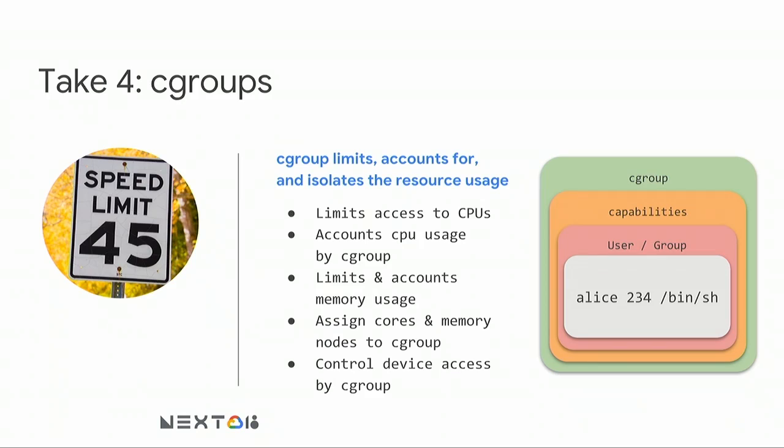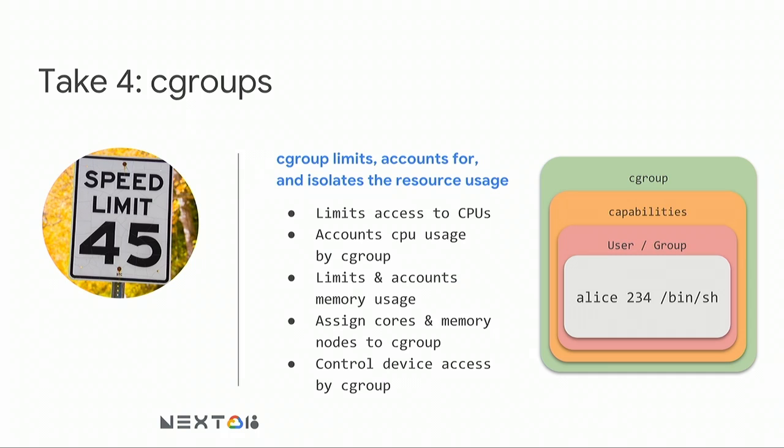So now we have capabilities, so we somehow managed to set what a process can do and what a process cannot do. But what if a process can consume all the resources? What about resource isolation? We don't have anything. So take four, cgroups.